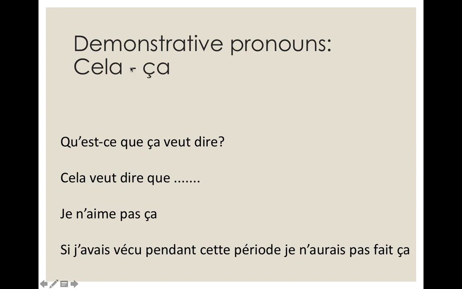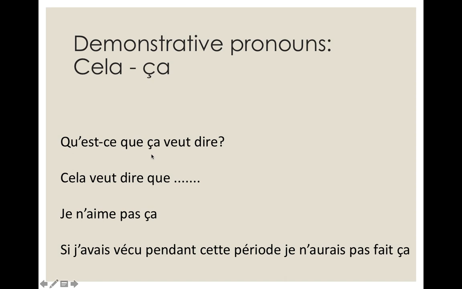Let's have a look at this one, cela. You might not have known, but cela and ça. Ça is actually a contraction of cela. Cela, this one there, or that one. Yeah? And because we've got it next to an A, that's why we have to add the cedilla. Here's some uses for it.